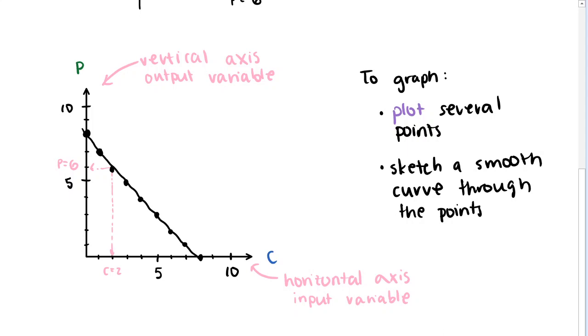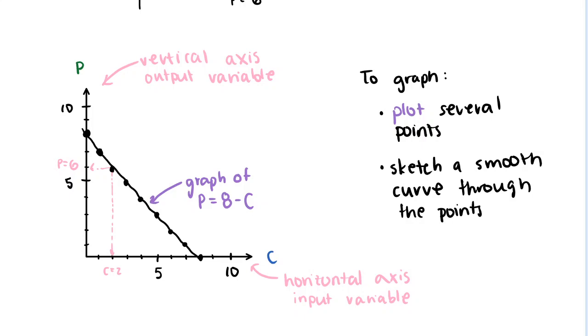It's not always going to be the case that you get a straight line, but in this case we do. And so here, this straight line, this is what we call the graph of, in this case, p is equal to 8 minus c. So hopefully this feels very familiar to you. We talked about this in a previous video, but there's actually some language I want to introduce as we use graphs more and more.